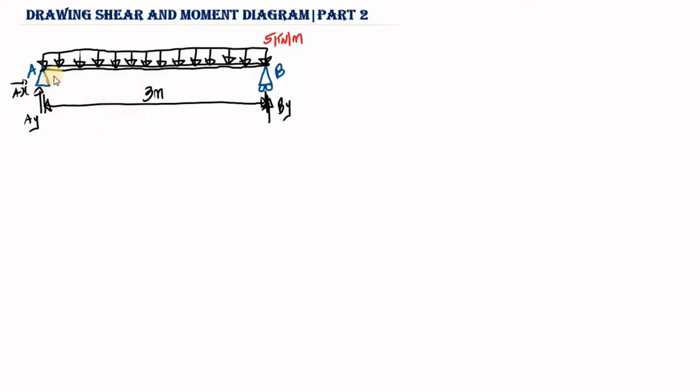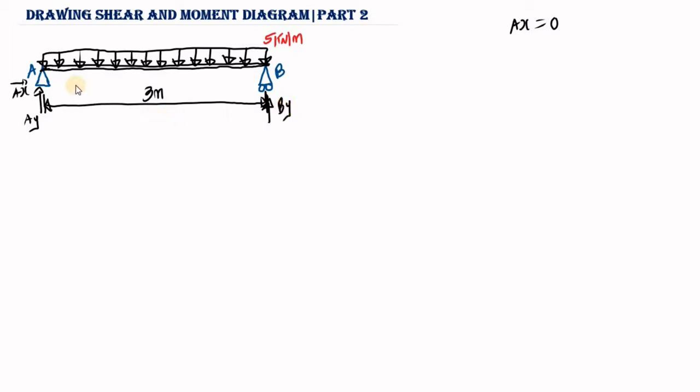Now, as you can see, we don't have any horizontal reaction, that is, we don't have any horizontal force in this beam. So because we don't have any horizontal force in this beam, AX is automatically going to be equal to 0. So let's say AX is equal to 0. So now we are left with just AY and BY. So let's calculate for BY.